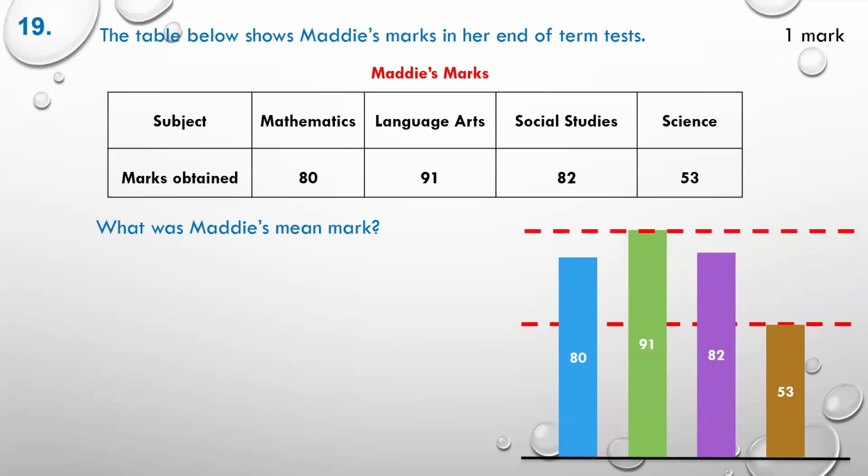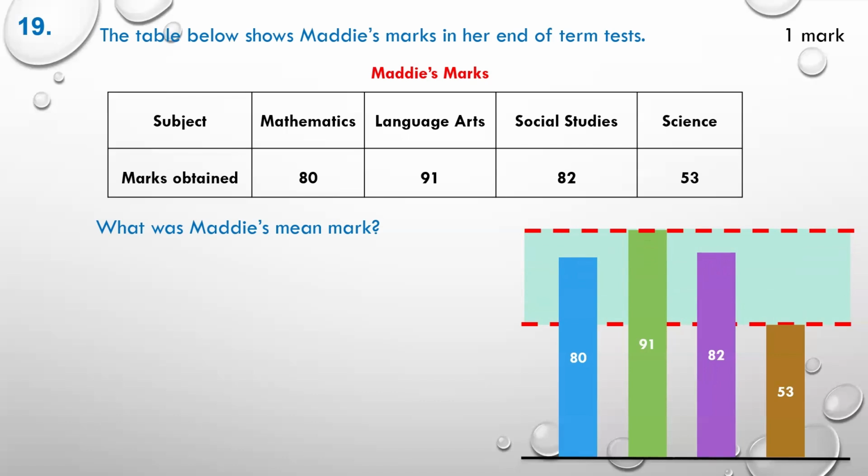Could the mean be 91? Could it be that when we redistribute the marks, we have enough marks to add to mathematics to make it 91, and social studies and science? No, we couldn't. 91 is too high, 53 is too low. As such, the mean lies somewhere in that space in between. This gives us a general idea of where the answer is going to lie.